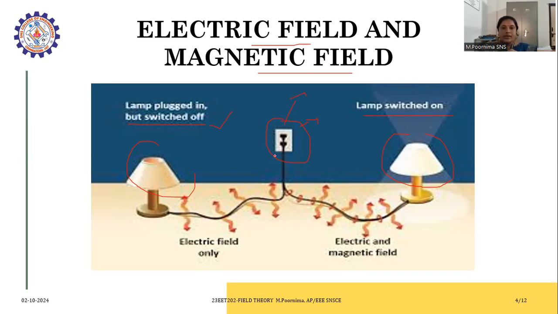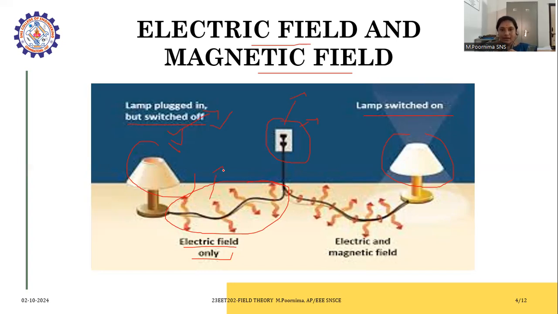Now, when the lamp is connected with the supply but the switch is in the off condition, there is no flow of electrons, that is, there is no flow of current. Only an electric field is produced around the cable. This field is known as the electric field.